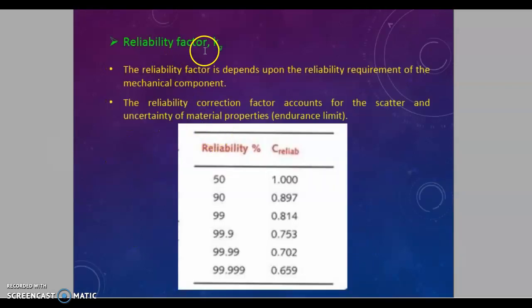Next is the reliability factor. The reliability factor depends upon the reliability requirement of the mechanical component. The reliability correction factor accounts for the scatter and uncertainty of material properties and resilience. For reliability of 50 percent, the factor is 1. For 90 percent reliability, the factor is 0.897. As reliability increases, the factor decreases.